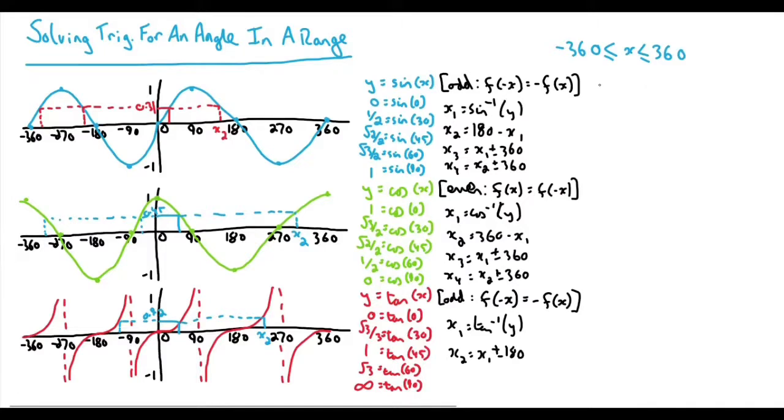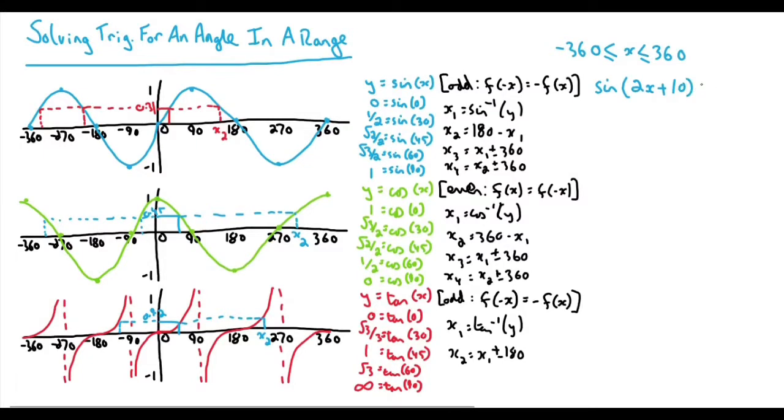So what if you do have something instead like sine of 2x plus 10 equals 0.87? Well, again, we'll start off just by doing the inverse here. So this will now be 2x plus 10 equals the sine inverse of 0.87. Actually, this time, just to make it slightly more precise, we'll go to one decimal place. So let's say that's going to be 60.5 degrees.